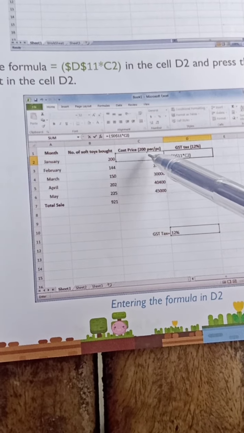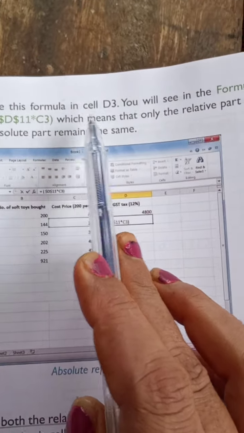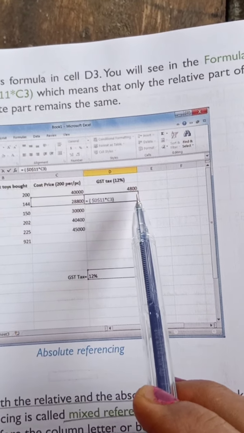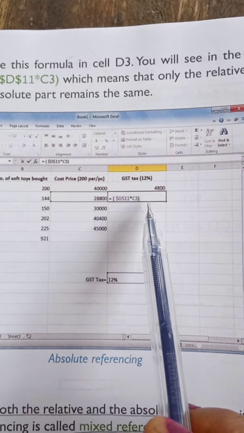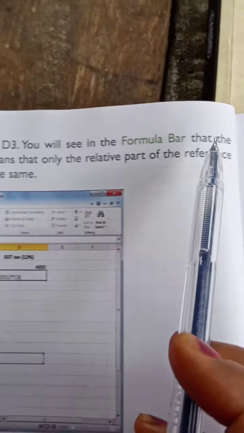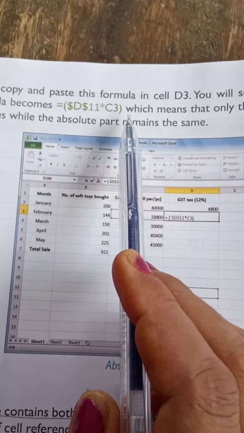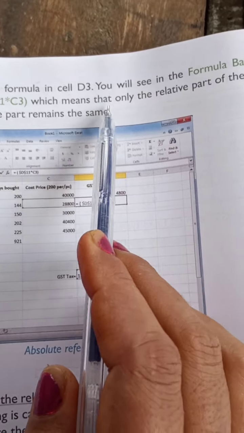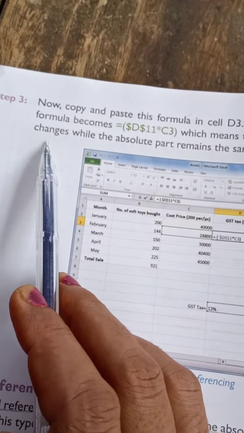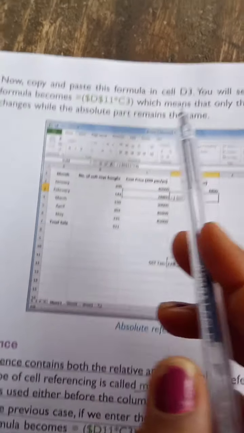We select the first cell, that is 40,000, then copy and paste the formula in cell D3, the next cell. For the first cell we have calculated the GST. For the next cell we copy the formula and we see in the formula bar that the formula becomes $D$11 into C3, meaning the cell address has changed, which means only the relative part of the reference changes while the absolute part remains the same. This part is the same and this part has changed.